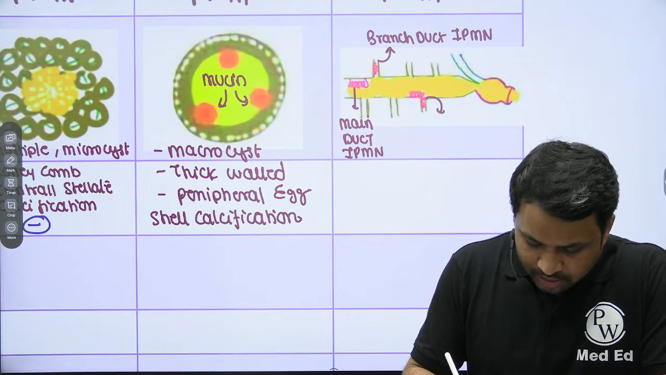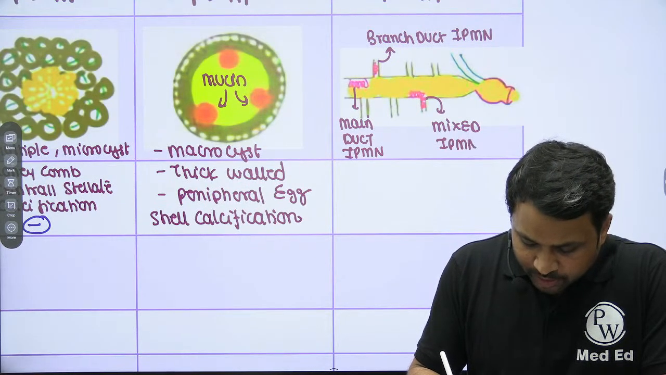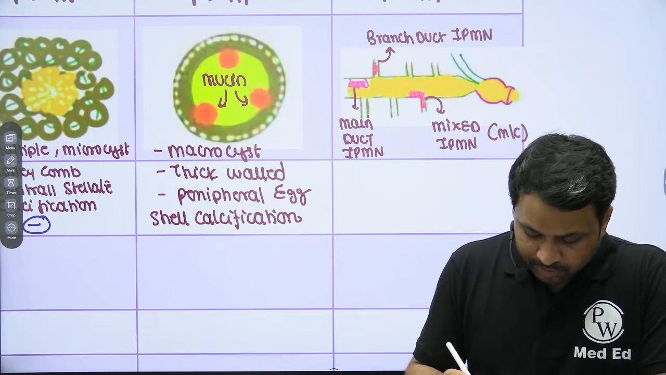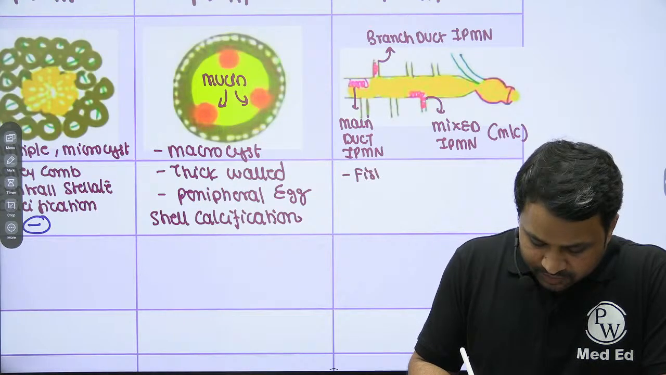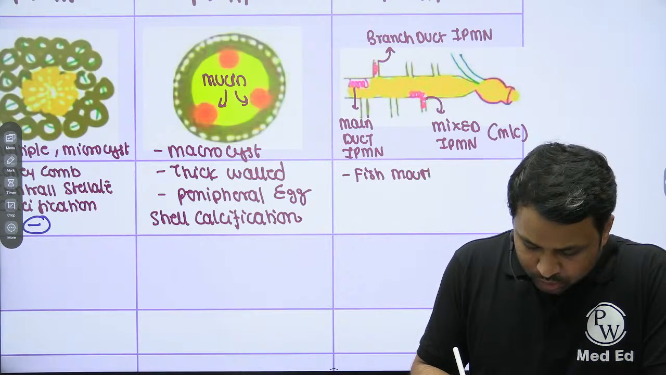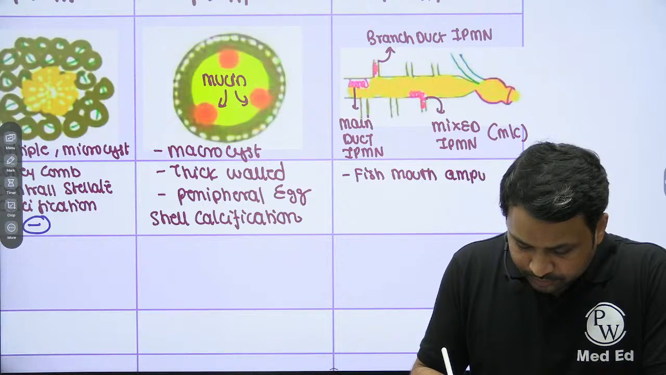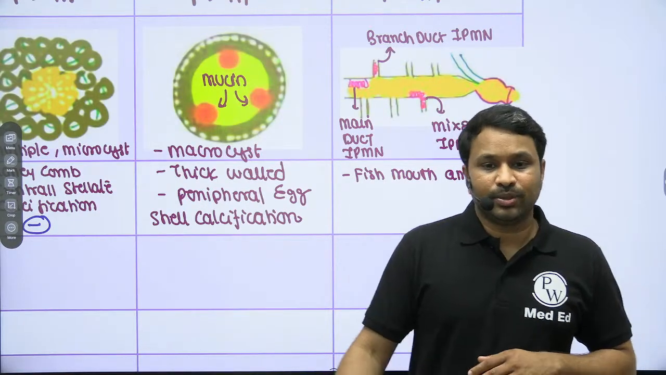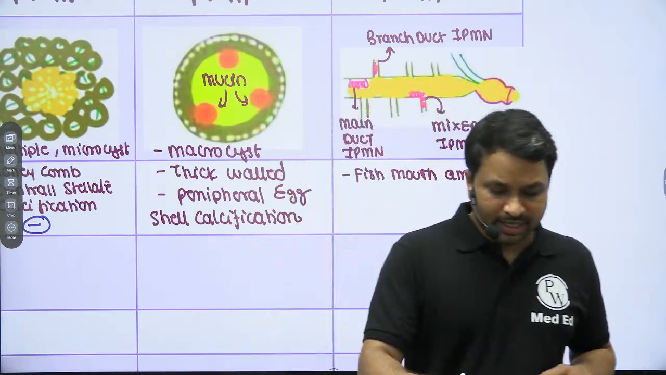And this is your mixed IPMN. Remember, the most common variety among all this is your mixed IPMN, and this is associated with fish mouth ampulla. This is consistent with that of the fish mouth ampulla.